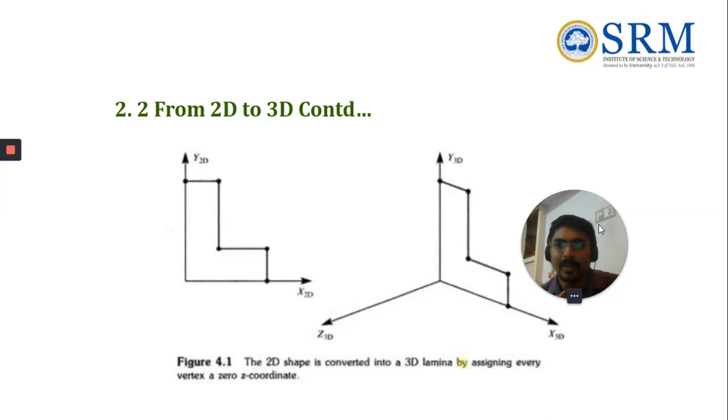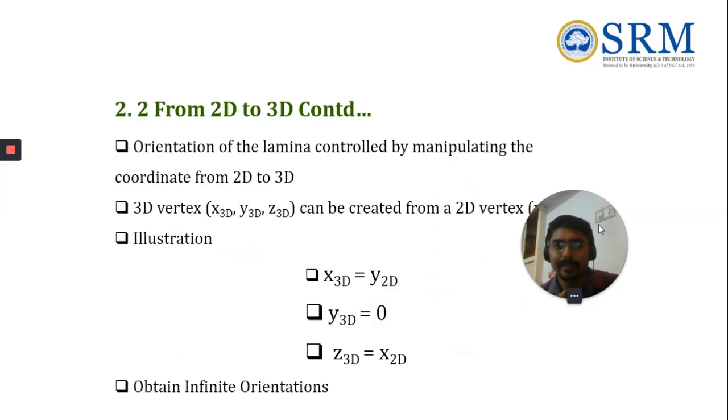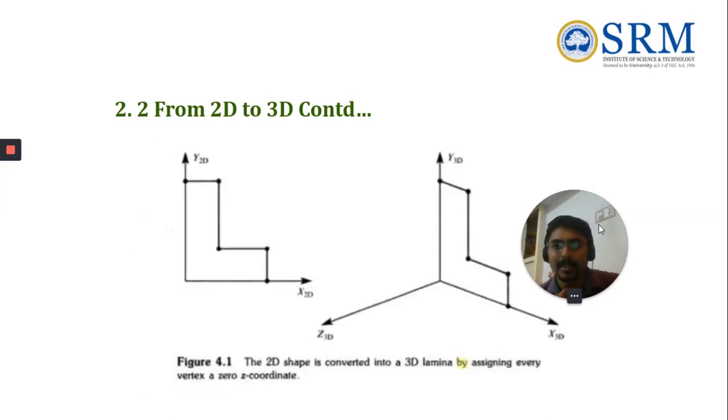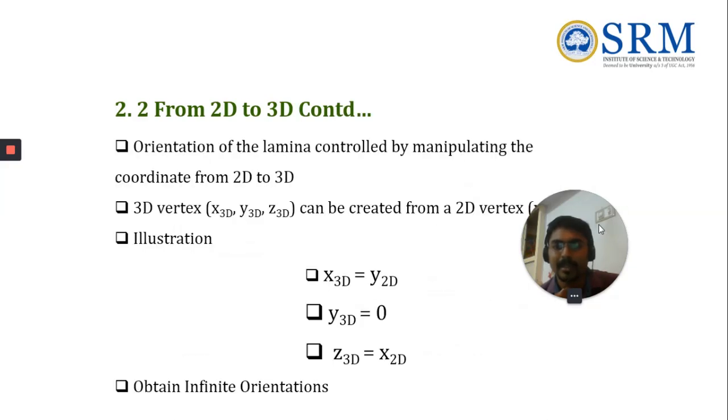You can have only x and y in a 2D, but whenever it comes to 3D, it comes under x and z. So x 3D is equal to y of 2D, y 3D is equal to 0, and z of 3D is equal to x of 2D.